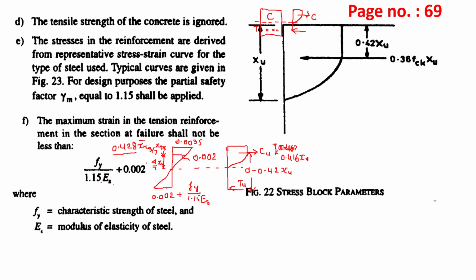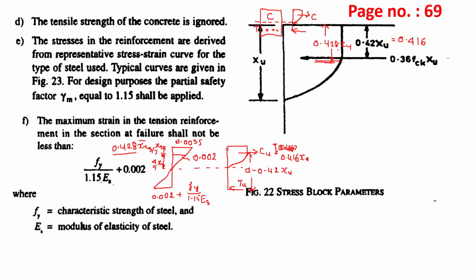Then this will be actually shown over here. If we see this value, we have this as actual 0.416, and in the rectangular portion, if we see just below, this will be 0.428. That is most important, keep in mind: this is 0.36 FCK XU.